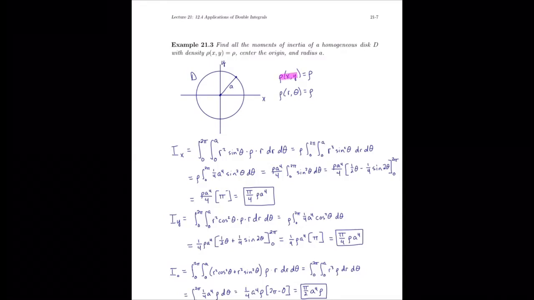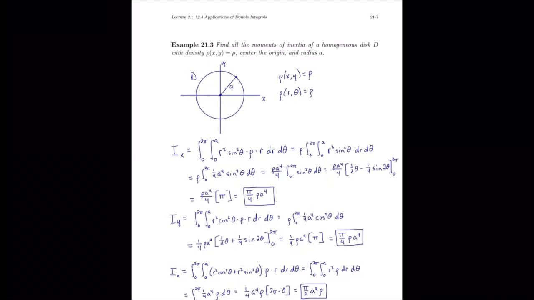Now, rho of xy equals rho. We realize we're dealing with a circle. We're going to integrate over this circular disk, so why not use polar coordinates? That'll simplify our work here. What's nice is that there's no function of x or y on the right-hand side explicitly. It's a constant function rho. So when we convert, x equals r cosine theta, y equals r sine theta, we just end up with the same function in r theta of rho. That's a nice easy conversion for the problem.